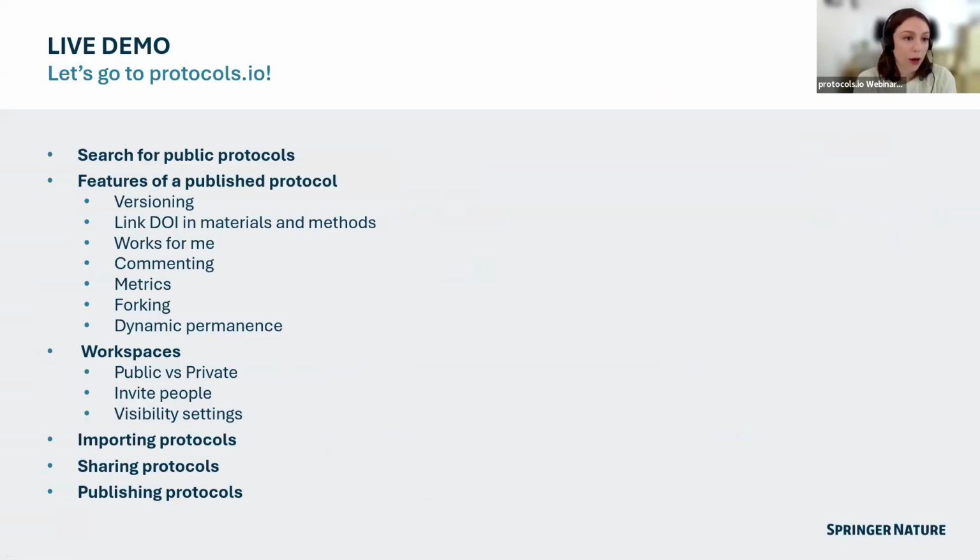I'm going to show you how to search for published protocols on the platform. I'll run through the different aspects of a published protocol. And then I'll talk a little bit about the private side, because you will need to create protocols privately before they're published on the platform. You can create 2 private protocols with the free account, and then I'll show how you can share those with others privately and then eventually publish them on the platform.